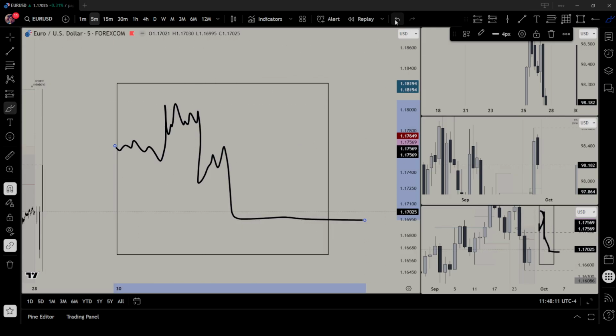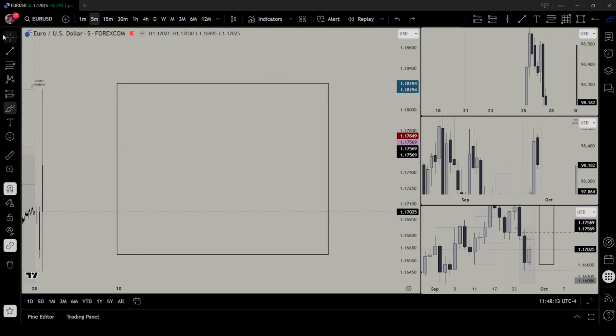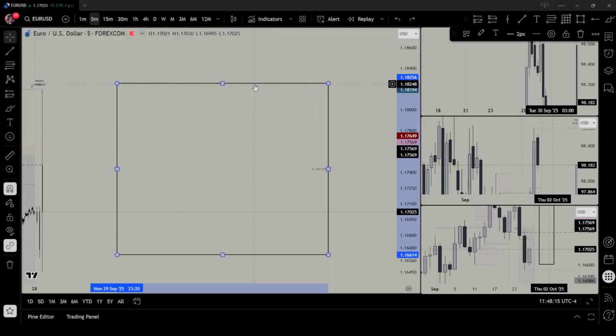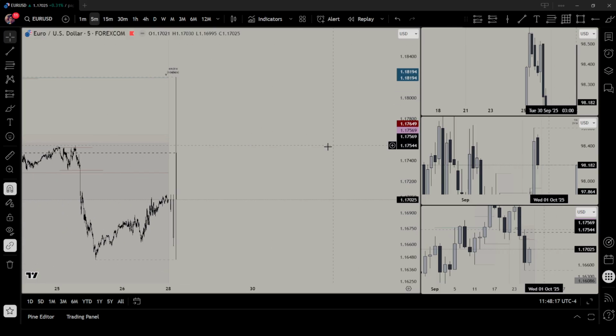That's not a perfect example. That's why, as you guys know, my drawing is kind of shit. That's what I'm going to show you guys in the actual chart.